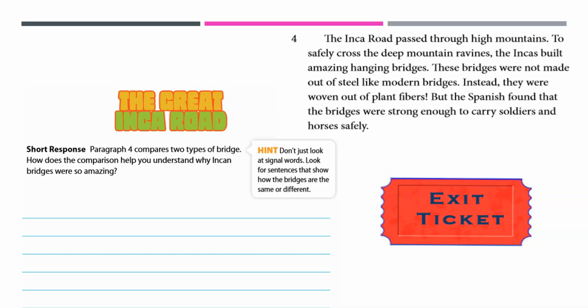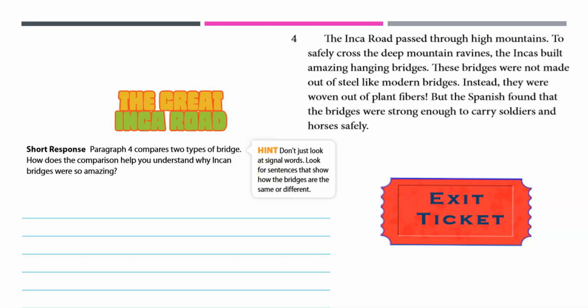But it is exciting because now you get to show what you know. So you should see this in your packet. However, I will read this to you. You're going to write a short response in your exit ticket online. Your response is, paragraph 4 compares two types of bridge. How does the comparison help you understand why Incan bridges were so amazing? So here's a hint. Don't just look at the signal words. Look for sentences that show how the bridges are the same or different.